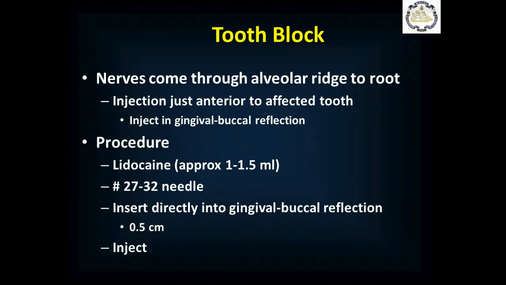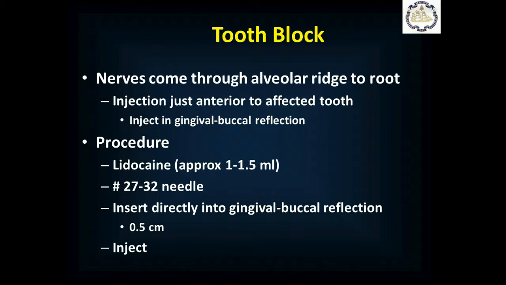So to do your tooth block, you're injecting just to the outside, sort of lateral or anterior depending on where you are in the jaw, either on the buccal side or the lip side. You're injecting just a small amount of lidocaine in there to block that nerve, and you inject it right where the mucous membrane comes off of the alveolar ridge, the bony structure that holds the teeth, and reflects or curves into the mucous membranes that cover the cheeks or the inside of the lips.